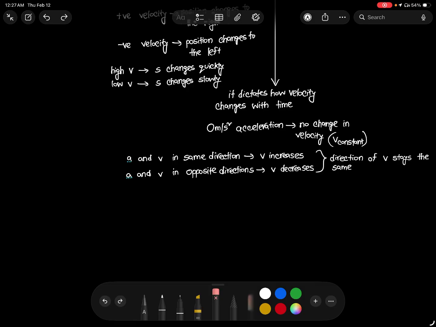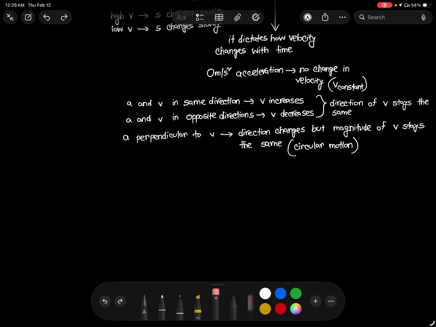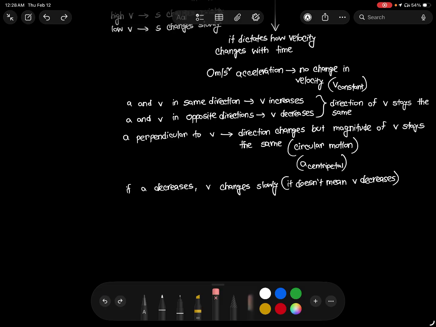But what happens to the direction? The direction of velocity stays the same. And if acceleration is perpendicular to velocity, then the direction of velocity changes, but the magnitude of velocity stays the same. This is what happens in circular motion. The acceleration in circular motion is called centripetal acceleration. We will deal with this in a later video.